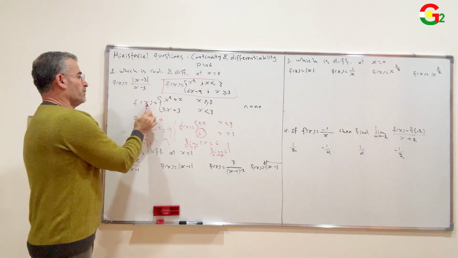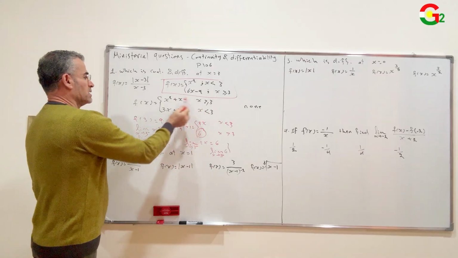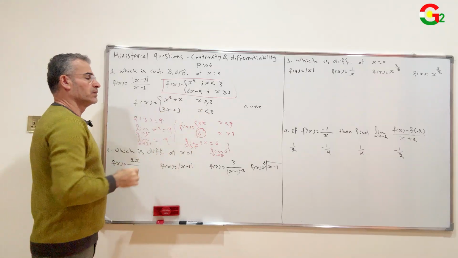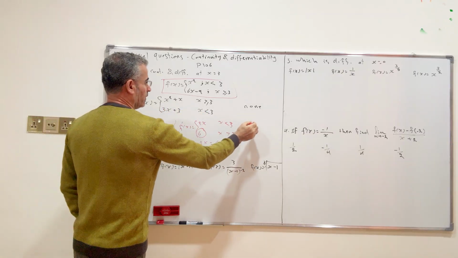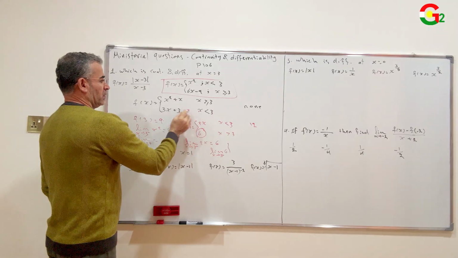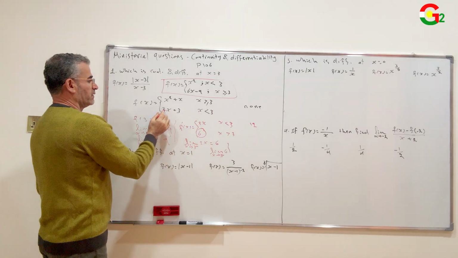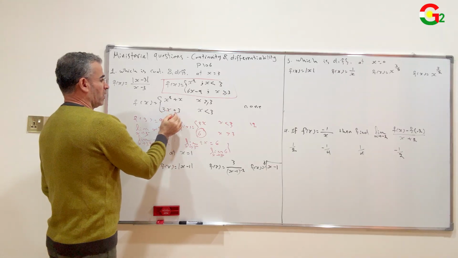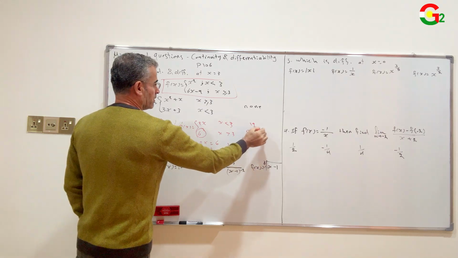For choice C, 3 is in the domain. f of 3 is 3 squared, 9, plus 3, 12. The limit of the function from the left is 3 times 3, 9, plus 3, 12, and from the right also 12, then the function is continuous.